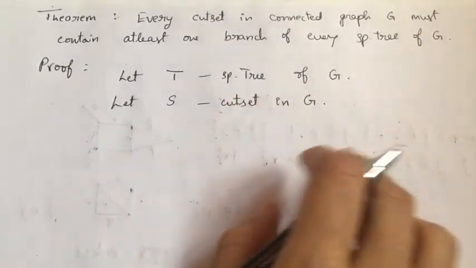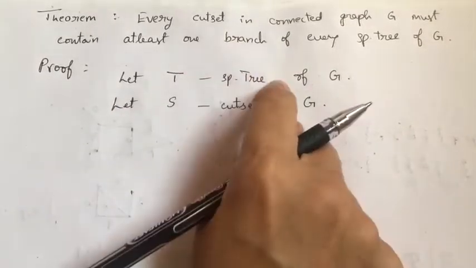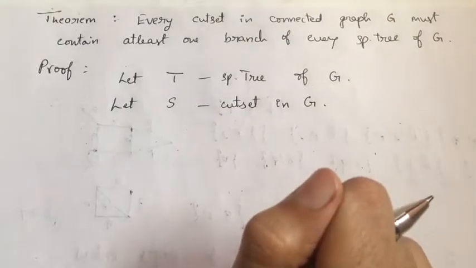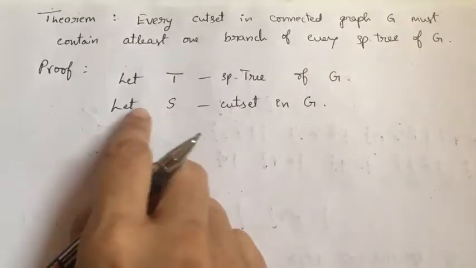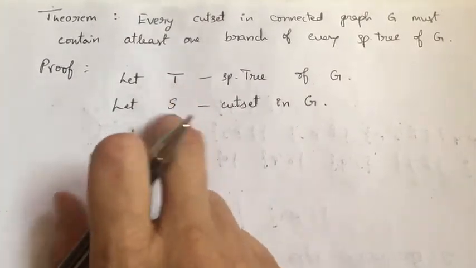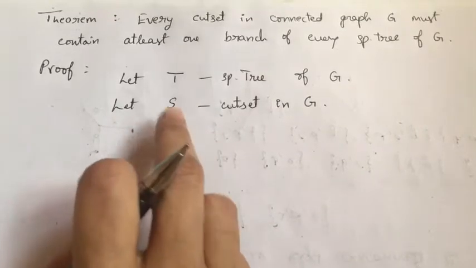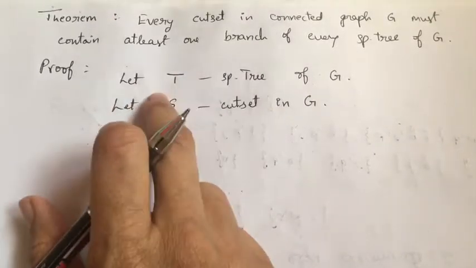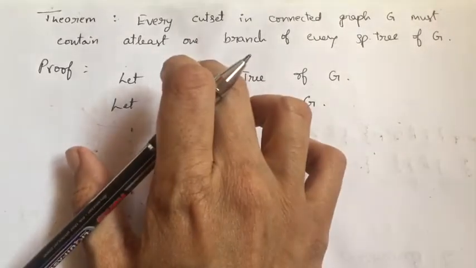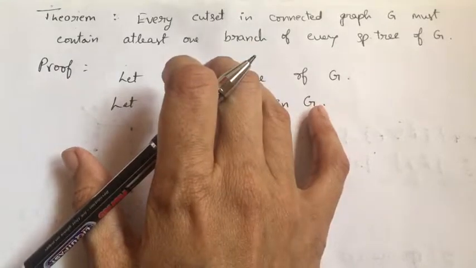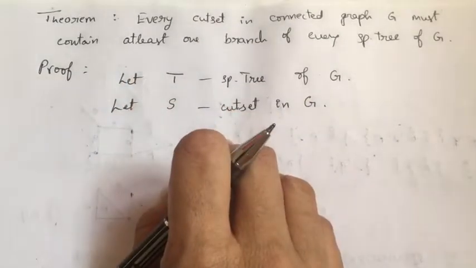I have to prove this cut set should contain one branch of every spanning tree. Now suppose this S does not contain any edge of T. Then this T is contained in G minus S. If S is not having any edge of T, then T is in G minus S, right?